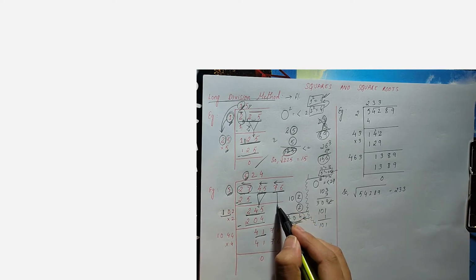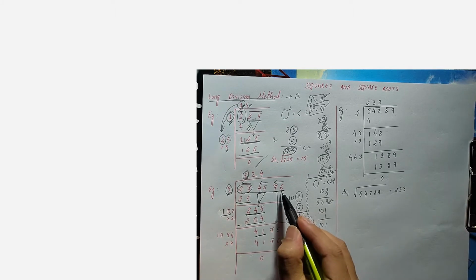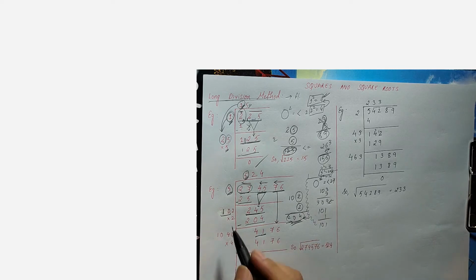Then again we bring 76 down, again not 7 or 6 but the whole pair. So now we have 102 plus 2, so 102 plus 2 is 104. So now 104, and we have to find one number here such that when multiplied with the same number we get 4176 or less than 4176. But remember, it should never be greater than 4176. So the number here is actually 4. Again you can try with hit and trial, but you will get it to be 4 only.